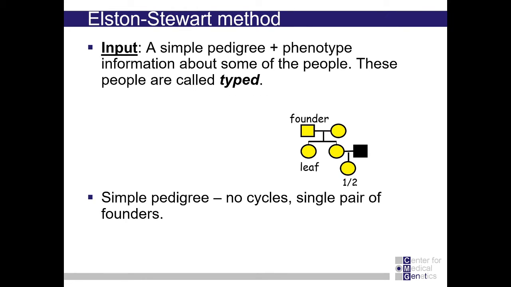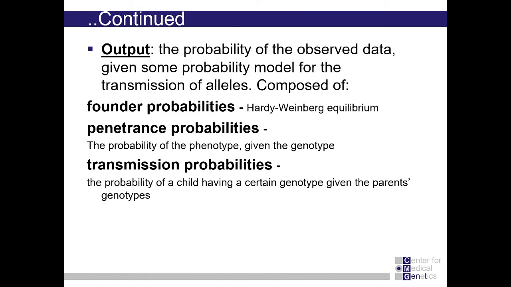In the Elston-Stewart method, for the input you put the simple pedigree and the phenotype information about some of the people. These are the people we call typed. In a simple pedigree, there are no cycles, just a single pair of founders. So founder, then a leaf. The output is the probability of the observed data, given some probability model of the transmission of alleles.